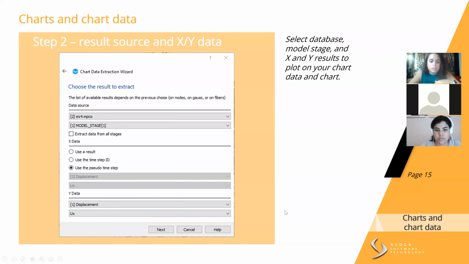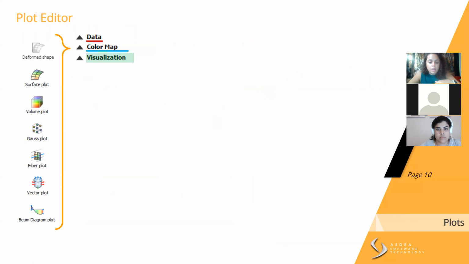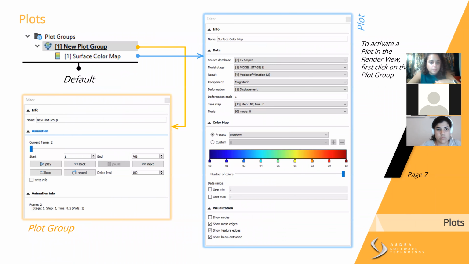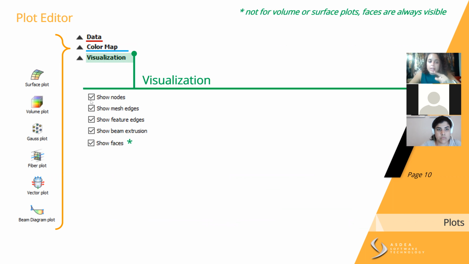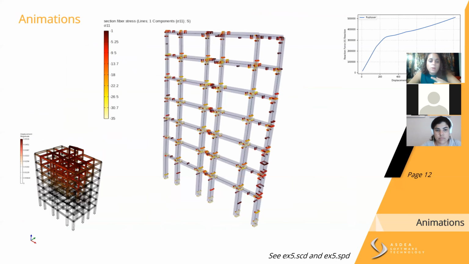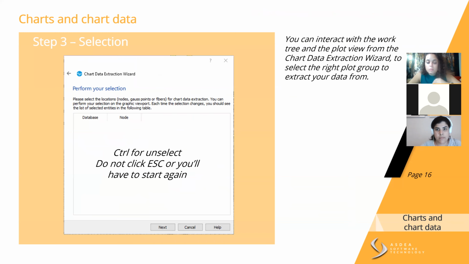If you are here, for example, and you unclick this one, you will not be able to select a node from that plot that you're on if you're trying to extract results on node. Or if you're not in a Gauss plot, you will not be able to select a Gauss point to extract results at Gauss points. But while you are in the wizard, you can interact with everything. So just remember not to click on ESC. The rest you can do.